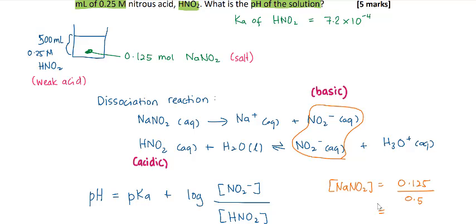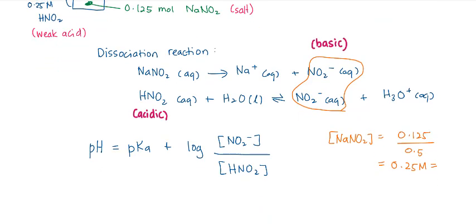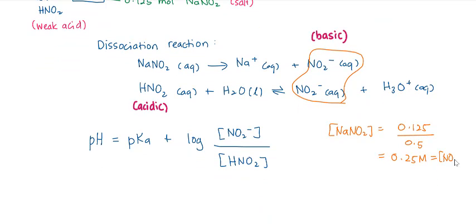So we have here 0.25 molar. So the concentration of NaNO2 is equal to NO2 minus, since our salt is fully dissociated. However much NaNO2 we have, that much NO2 minus ion will be produced. So this is equal to NO2 minus. So substitute into the Henderson-Hasselbalch equation.